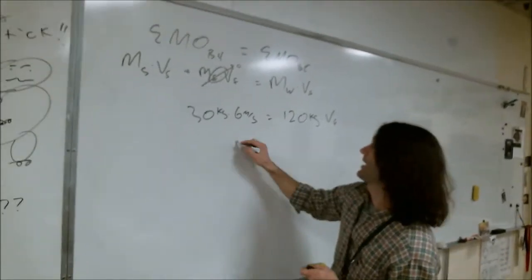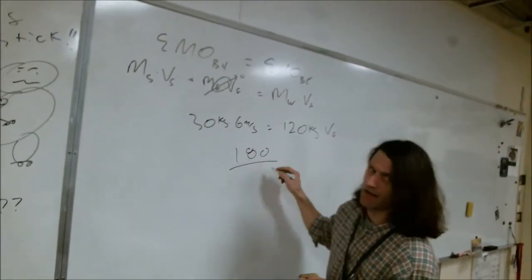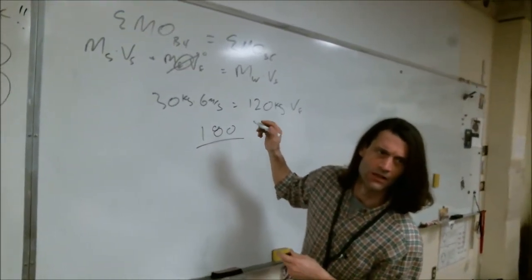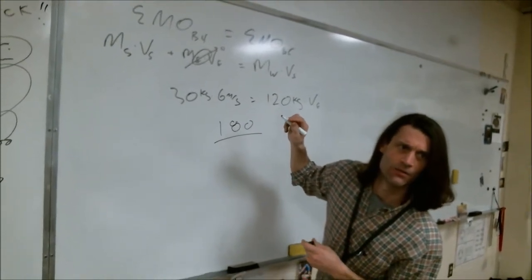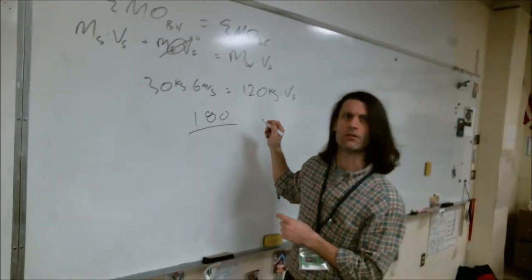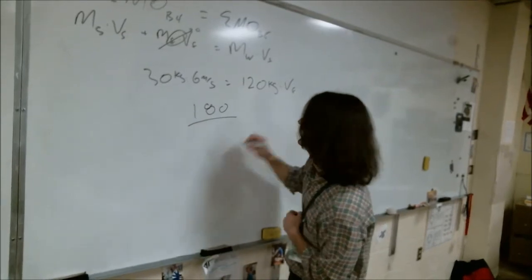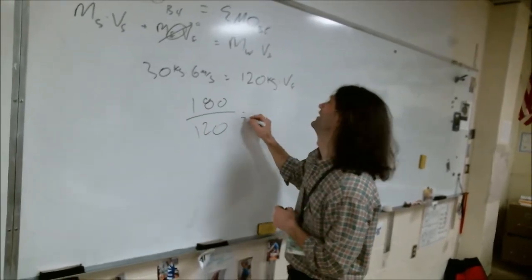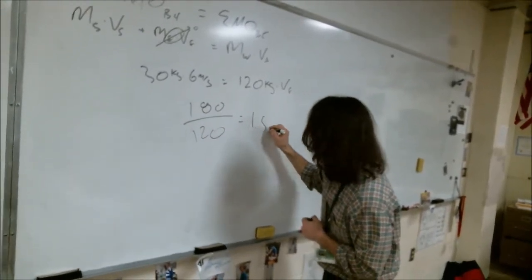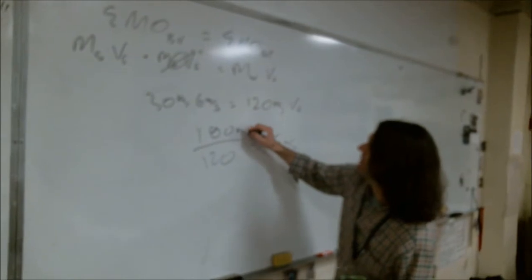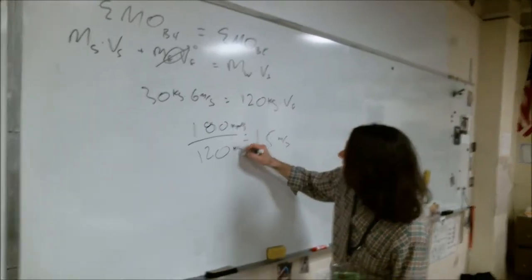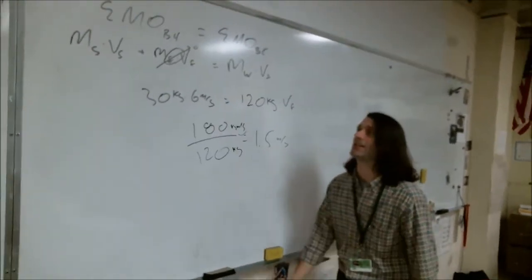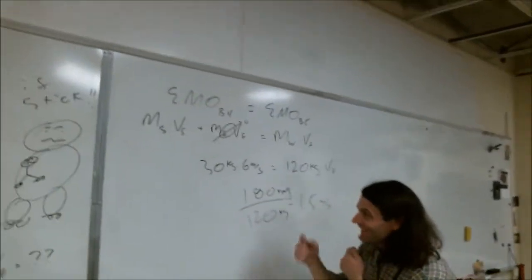So 180 divided by 120 is 1.5. We say 1.5 meters per second, right? Simple. Because this is kg meters per second, this is kgs, you're left with a meter per second. Now that's if they stick.